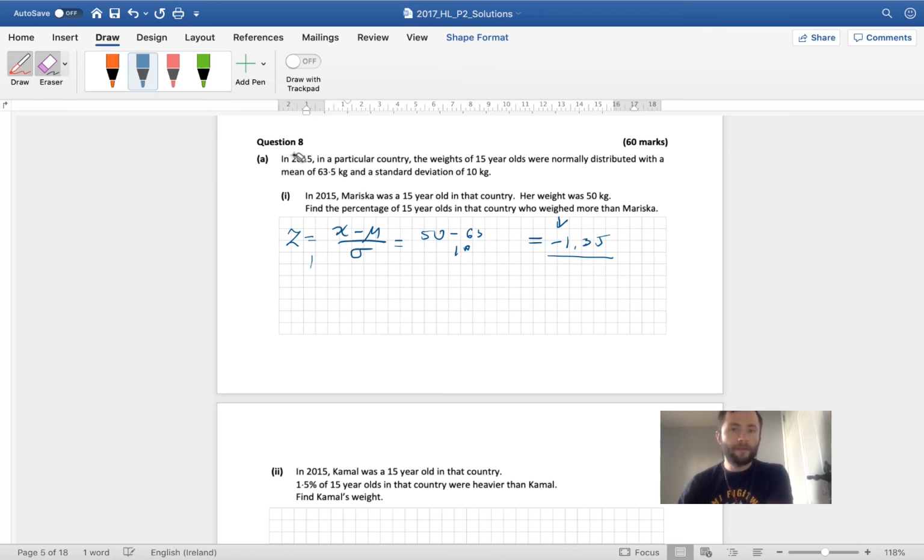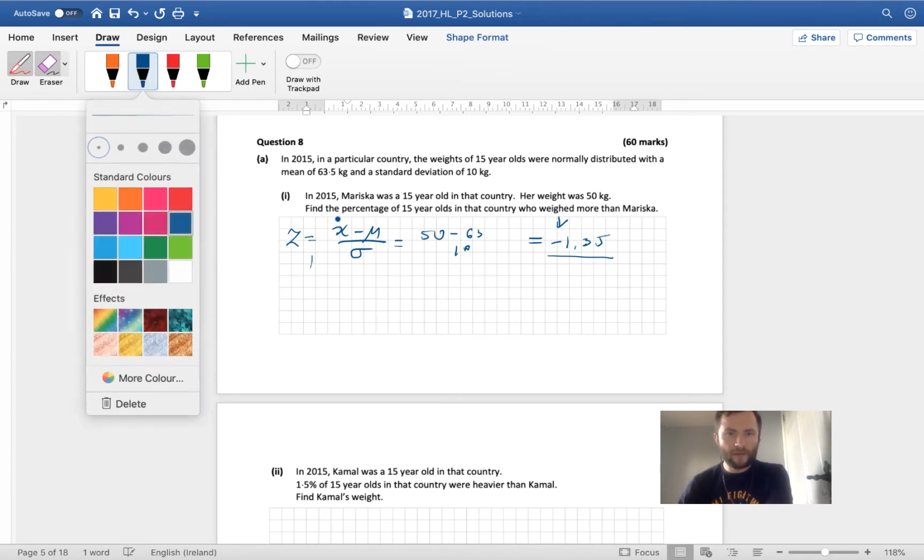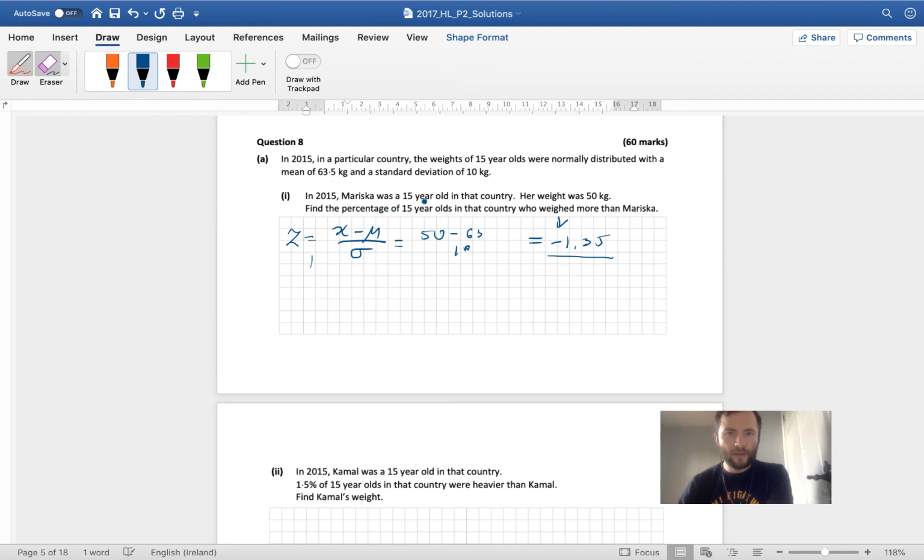Hi, so in this video we're going to take a look at question 8 from 2017 Maths Higher Level Paper 2. In this question, it's a statistics question, and we're told that some population had a mean parameter of 63.5 kilograms and standard deviation of 10. Now we know that a member of the population had weight equal to 50 kilograms.